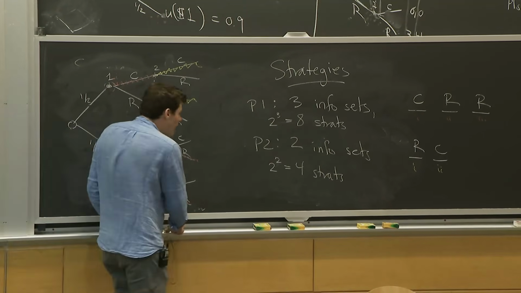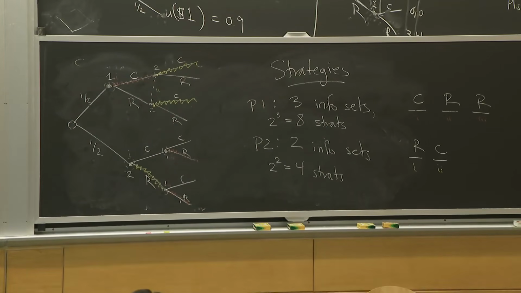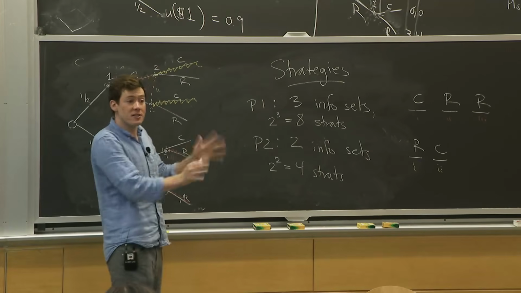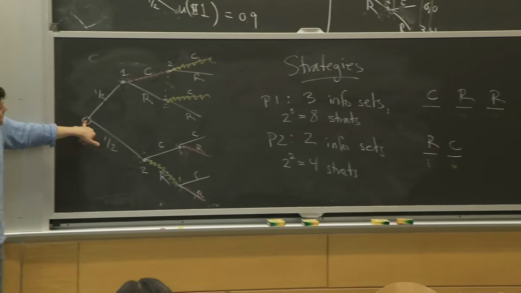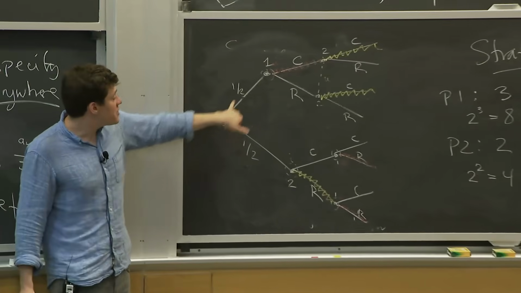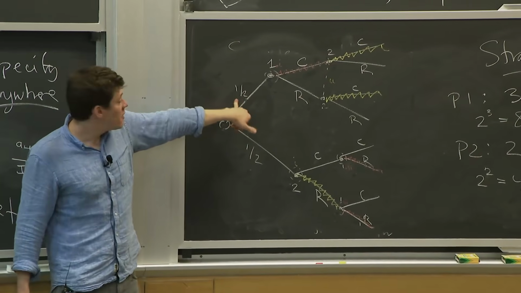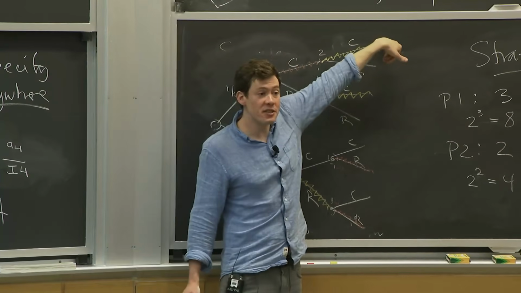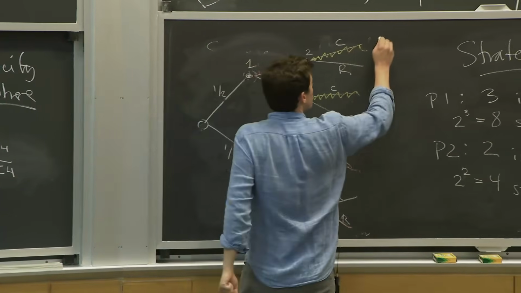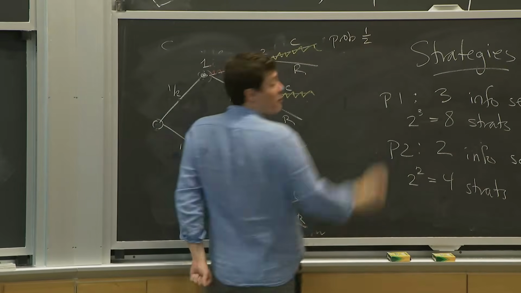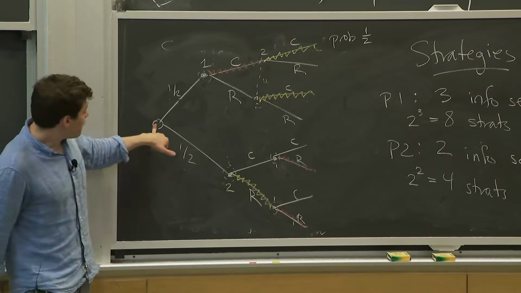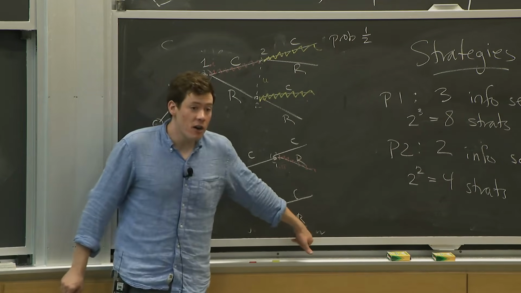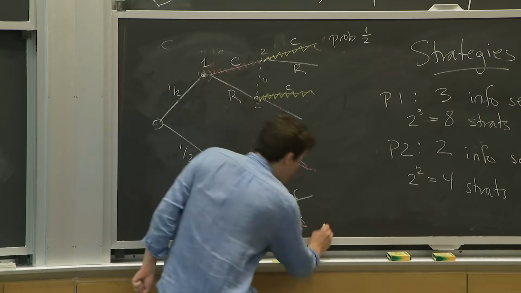OK? So now that we filled this in, what we want to do is trace through the graph to try to compute what the induced lottery over consequences is going to be. So we start here. If nature chooses heads, which happens with probability 1/2, we go here. Then player 1 chooses C, and then player 2 chooses C. So we're going to get this outcome with probability 1/2. If nature chooses tails, then player 2 chooses R, and then player 1 chooses R. So we're going to get this outcome with probability 1/2.